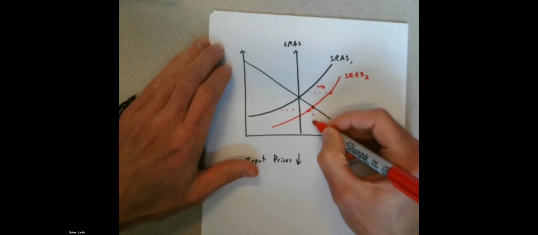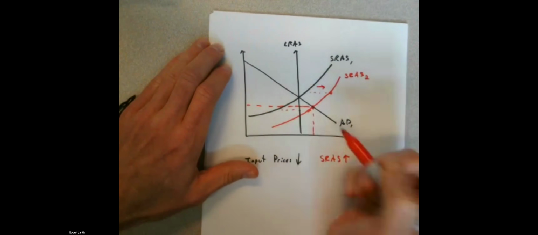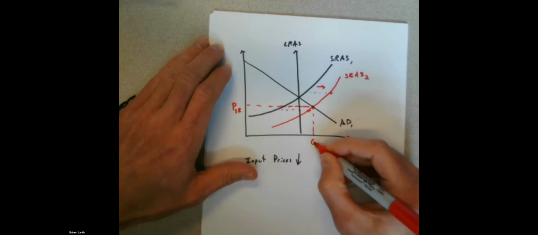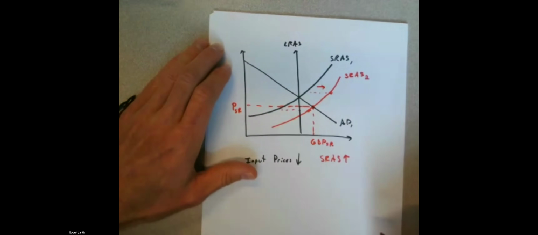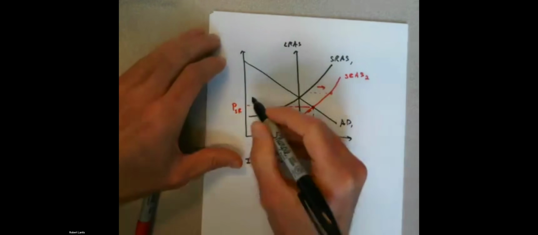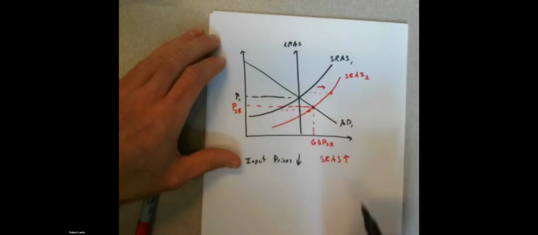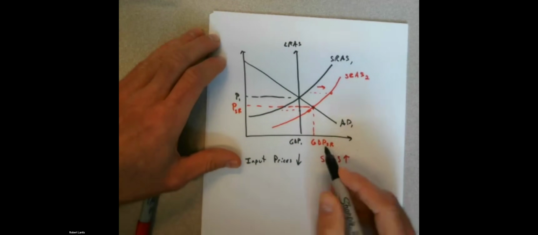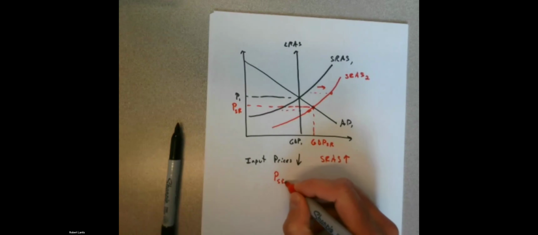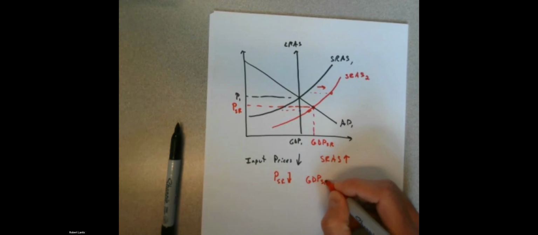So if this is the case, where is our new short run equilibrium, where aggregate demand hits our short run aggregate supply? Here's my short run price, and here's my short run GDP. So what did this change do? It pushed short run prices to be lower than before, and short run GDP to be higher than before. So we had a decrease in short run prices and an increase in short run GDP.